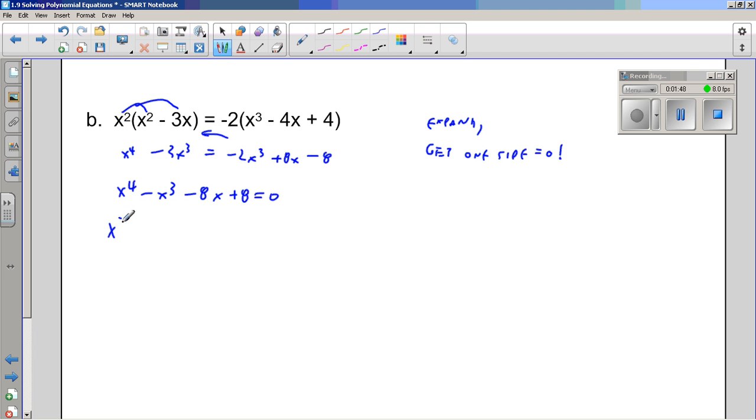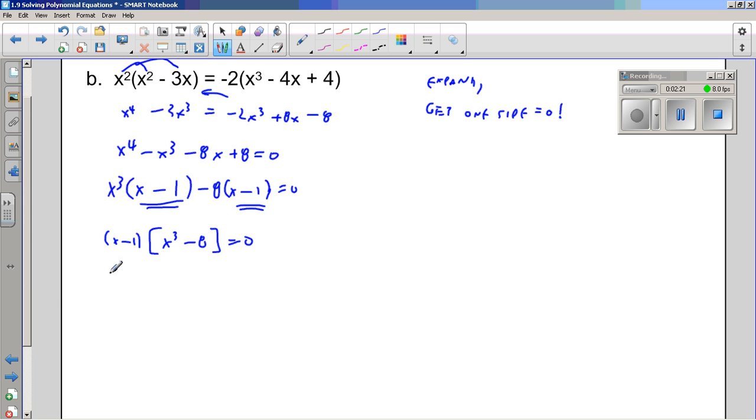I'm going to pull out a factor out of the first two, and I get x minus 1. I pull a factor of minus 8 out of the second, and I get x minus 1. And suddenly, I've got a factor by grouping. There's a common factor, x minus 1. And look what's left. Does this thing factor? Absolutely it does. It factors as a difference of cubes.